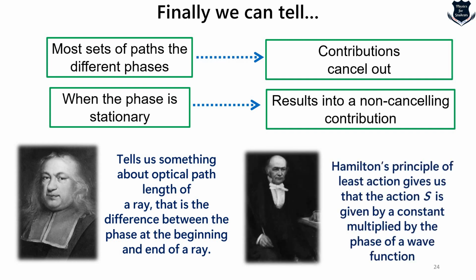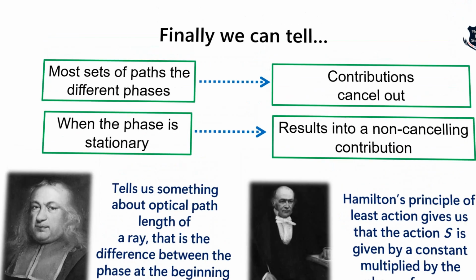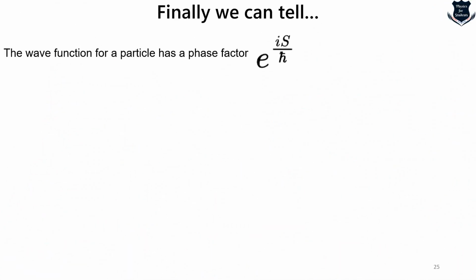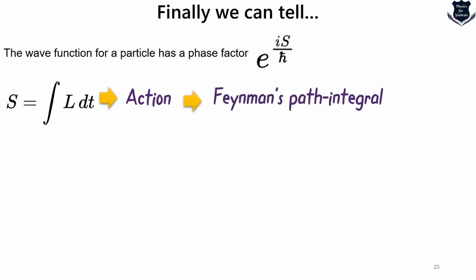William Rowan Hamilton's principle of least action tells us that the action S is given by a constant multiplied by the phase of the wave. Here is what the wave function of a particle in phase looks like, and this action S equals the integral of the Lagrangian with respect to dt. We will see in the next part of the video that this action leads to what is known as Feynman's path integral.